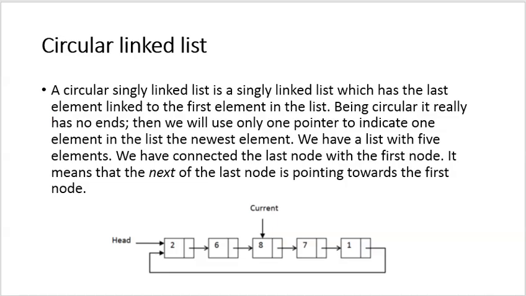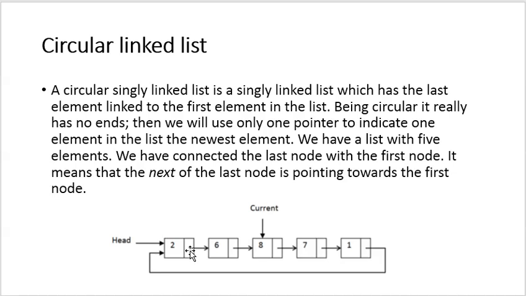Coming towards the circular linked list, the circular singly linked list is a little different from the singly linked list. It is the same as the singly linked list, in that it has nodes, and each node consists of data and a pointer pointing to the next node. But it has one thing different: the last node will be pointing to the first node. This is the difference of the circular linked list from the singly linked list and also from the doubly linked list. A circular linked list has the last element linked to the first element in the list. Being circular, it really has no ends.